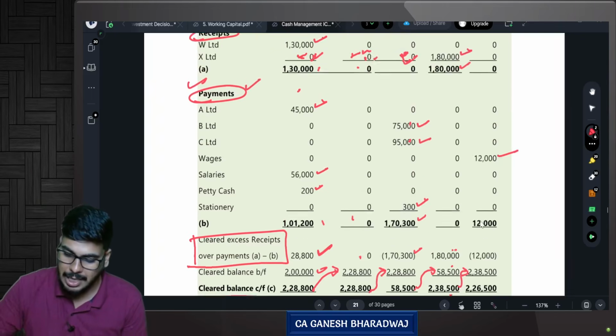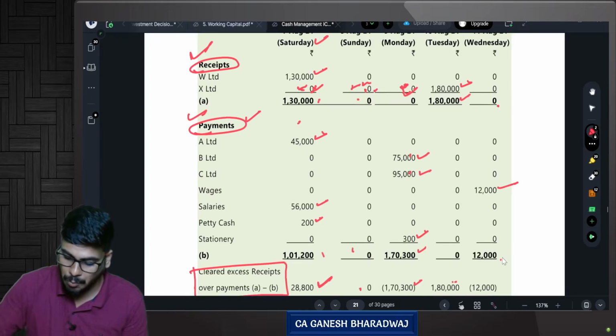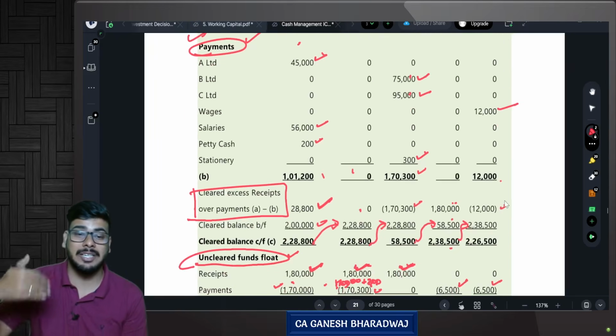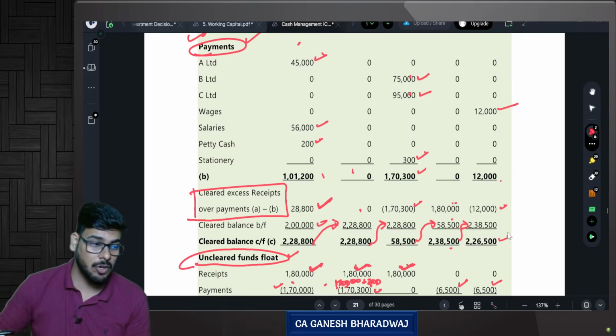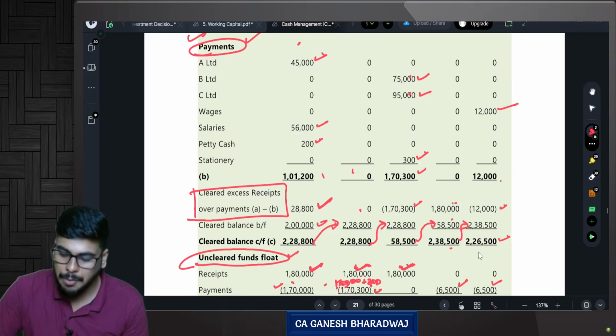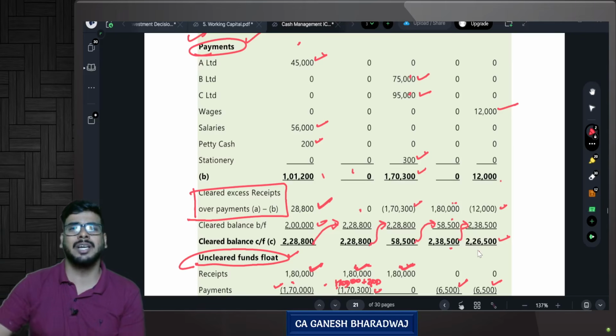So now for the last day, if you see, no receipts but only payment. So minus 12,000 is the amount that has gone outside the bank account. So 2,38,500 minus 12,000. So the cleared fund balance as on 11th August, the last day, is going to be 2,26,500. Are you clear with this?